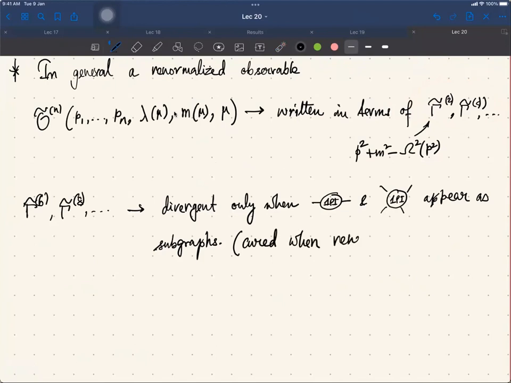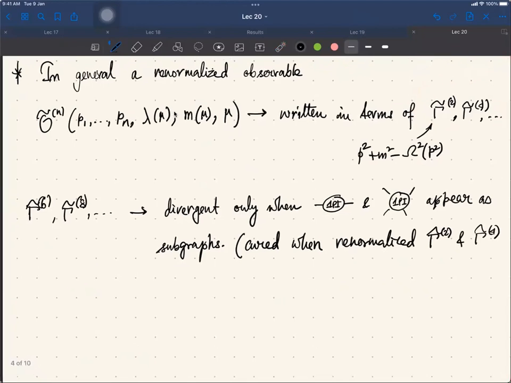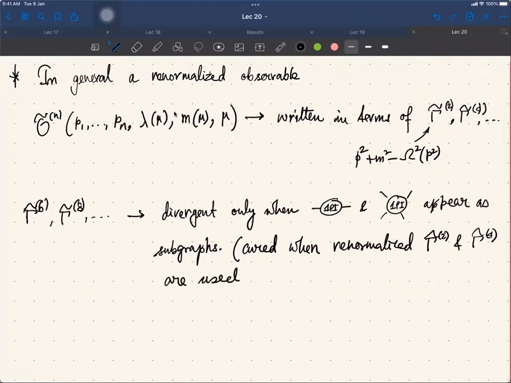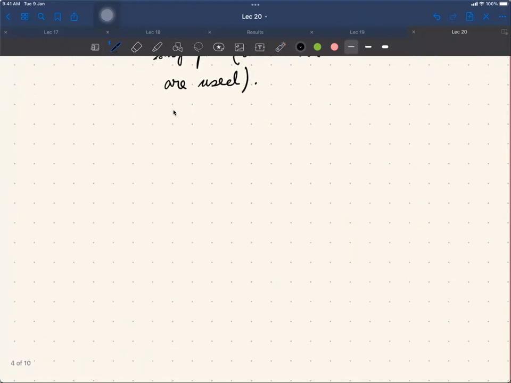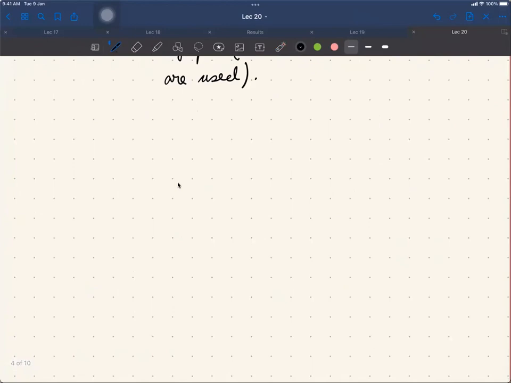So these are cured when renormalized gamma tilde 2 and gamma tilde 4 are used. And the general dependence of gamma tilde 2 and gamma tilde 4 is on a set of quantities, lambda of mu, m of mu, there is an explicit dependence on mu.